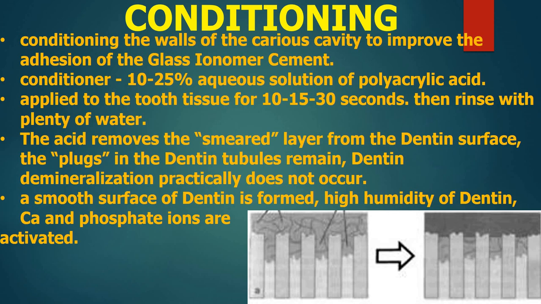The acid removes the smear layer from the dentin surface. The plugs in the dentin tubules remain. Dentin demineralization practically does not occur. A smooth surface of dentin is formed. High humidity of dentin. Calcium and phosphate ions are activated.